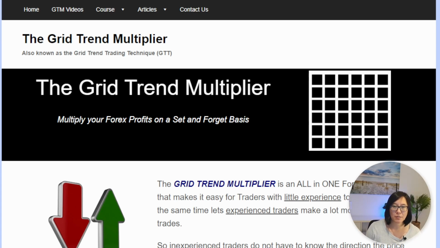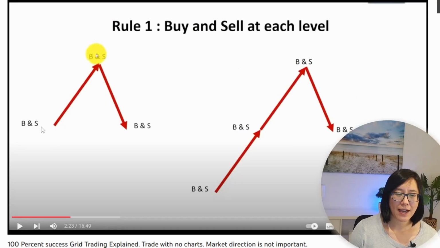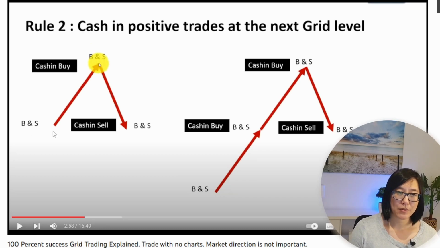And the grid trend multiplier changes trading into a mathematical equation. This video on the grid trend multiplier website explains it much better than I can, so I'm going to plagiarize it a little bit. The chart is divided into levels and you can specify how big each level you want to be. At each level, you place a buy and sell trade. This diagram shows both buys and sells occurring at each level.